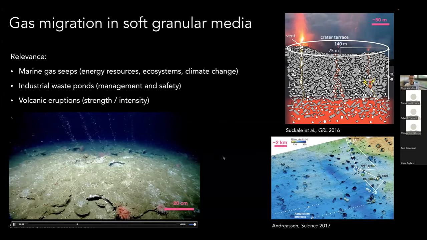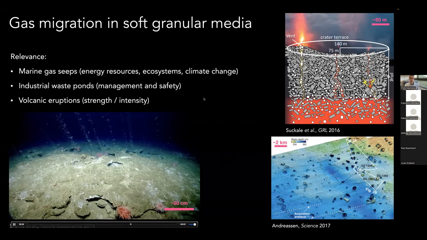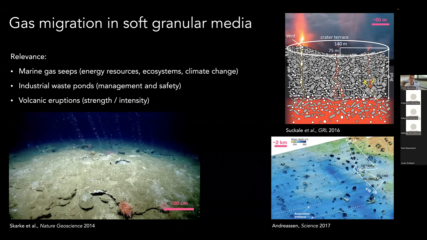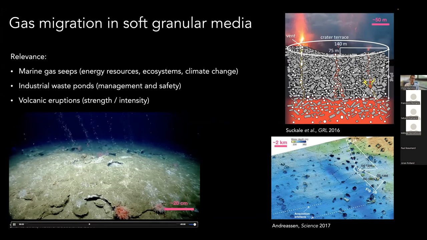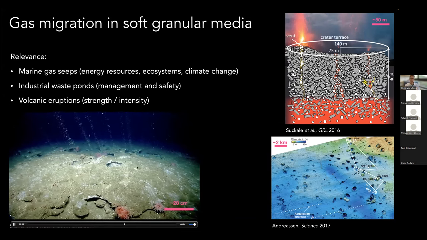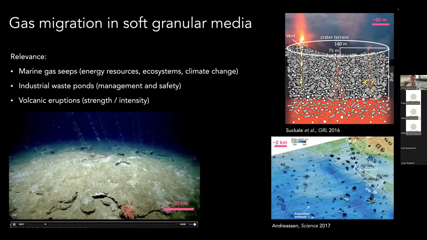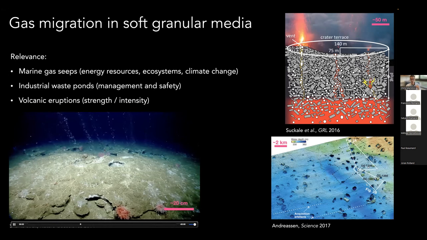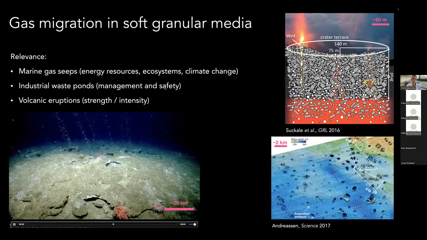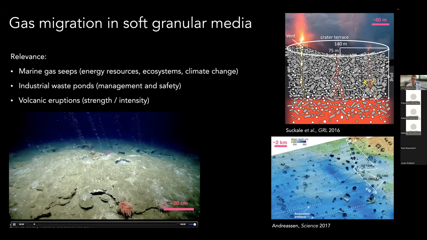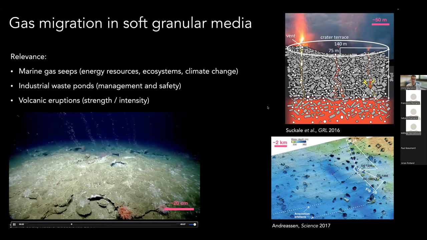And for many reasons, including better understanding ecosystems, but also energy resources and carbon budgets, we would like to understand what the rate of methane venting is from the system and maybe how big the bubbles are, which turns out to be really important for estimating if these bubbles are actually going to make it to the atmosphere or dissolve along the way. And this sort of thing also happens in industrial waste ponds, where knowing the rate of gas venting is really important for management and safety.